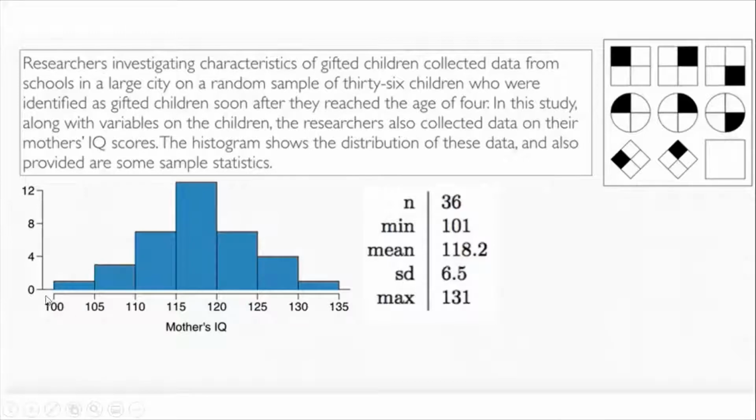We have a distribution which looks like a fairly normal distribution. The sample size is 36, which is greater than 30. This is a random sample, so our condition for the independence assumption is met. This looks like a fairly normal distribution, and the sample size is 36, so the sample size and skewness condition is also met.